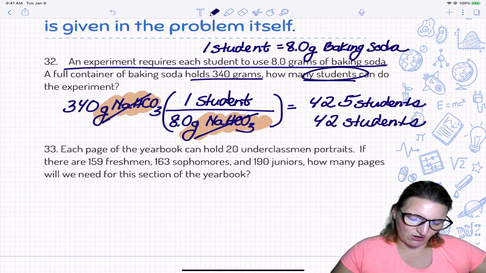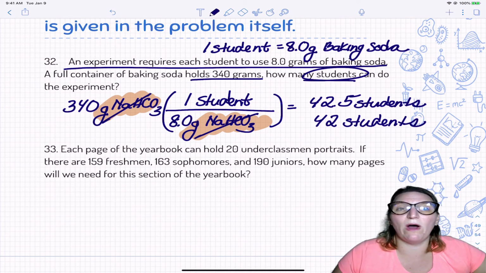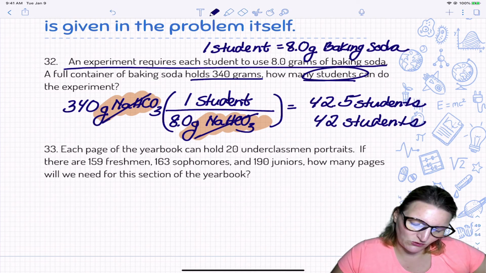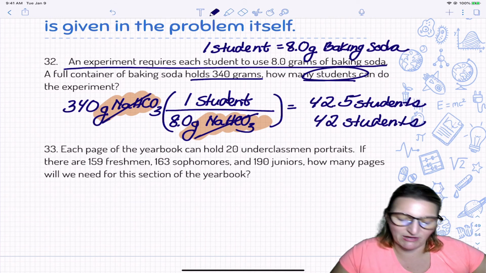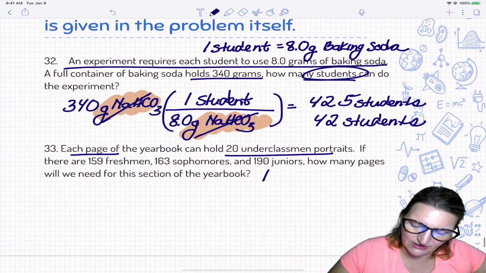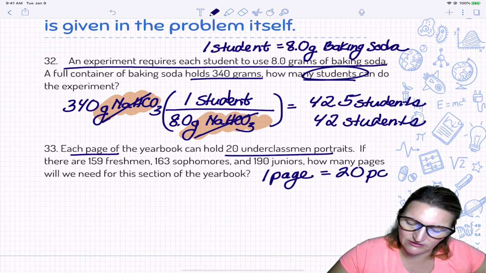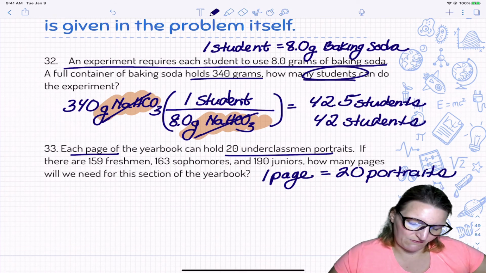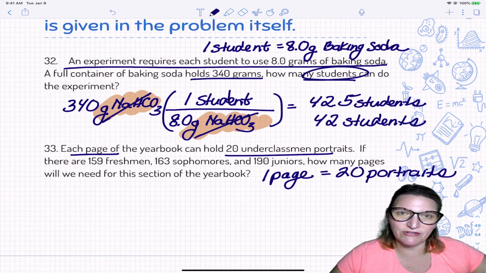And then the last one on this page, again, if you want to give this one a try on your own, pause it. If not, we're going to continue. Each page of the yearbook can hold 20 underclassmen portraits. That's my conversion factor. Page, 20 portraits. So I'll write that down here. One page equals 20 portraits. If there are 159 freshmen, 163 sophomores, and 190 juniors, how many pages will we need for this section of the yearbook?